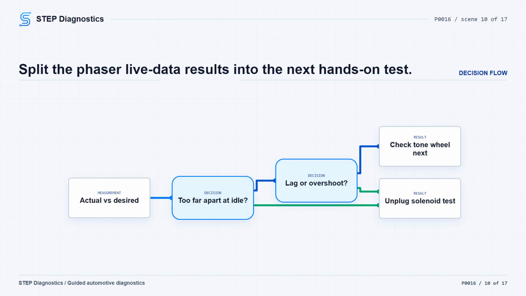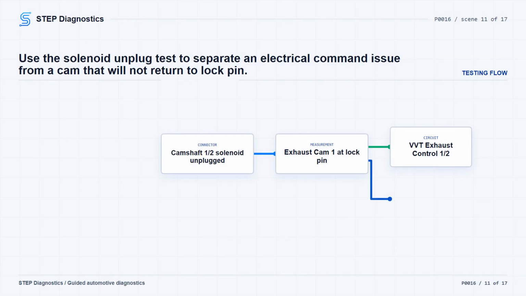Also remember the timing of the fault. A slow response failure can take approximately 30 seconds to show up, while this misalignment fault generally fails within 5–10 seconds. If the cam position is off by more than 10 degrees at idle, leave the engine idling and disconnect the camshaft 1/2 position solenoid connector.